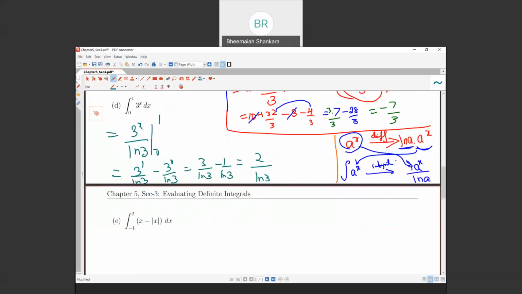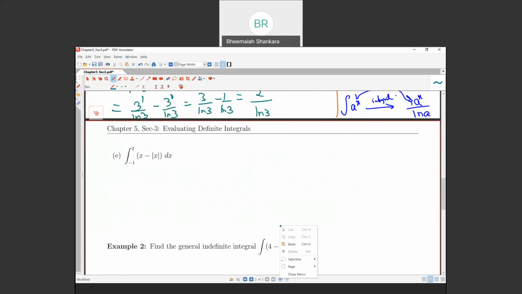The next one, evaluate the integral of x minus absolute x dx from negative 1 to 2. So understand that this is a line here, negative 1 to 2, and you are evaluating x minus absolute x. These absolute functions behave differently. Absolute x is positive x for x greater than 0, and it's negative x for x less than 0. So this is a piecewise function, defined in a different way for a positive interval and for a negative interval.